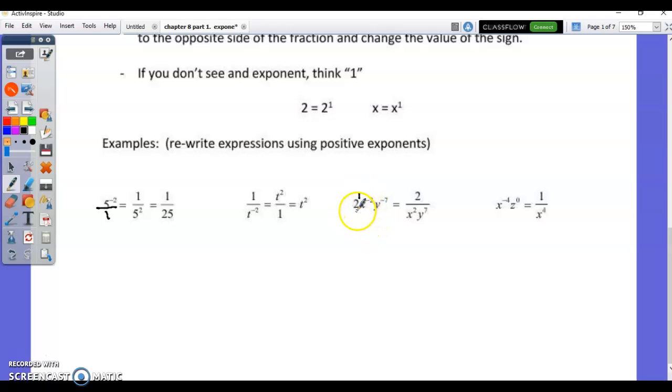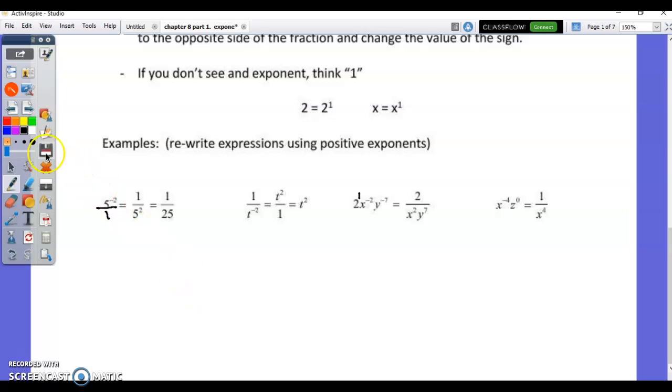So when you look at this problem, we have 2 to the first power. That stays on the top. This x to the -2 goes to the bottom, becomes a positive 2. This y to the -7 goes to the bottom, becomes a positive 7. Over here, x to the -4 goes to the bottom, and z to the 0 power is just 1, so that kind of just goes away. We don't need to worry about that, and that would be x to the 4th power.